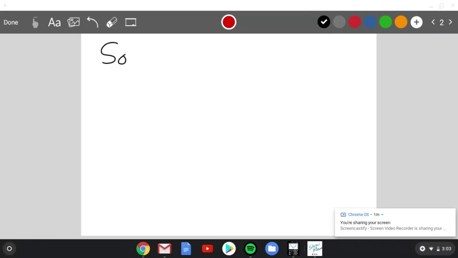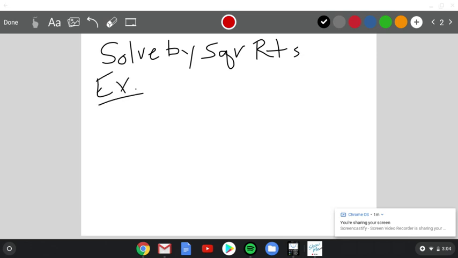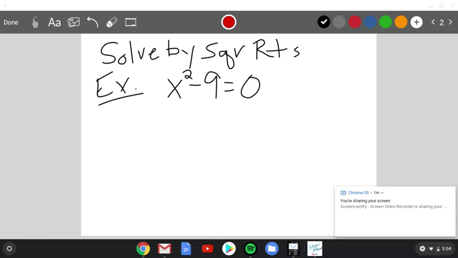So the instructions will say solve by square roots. And here's the first example. We're solving x squared minus 9 equals 0. Most of the time when we solve by square roots, we're going to get our equation equal to 0 to start with. Solving by square roots is an exception to that.